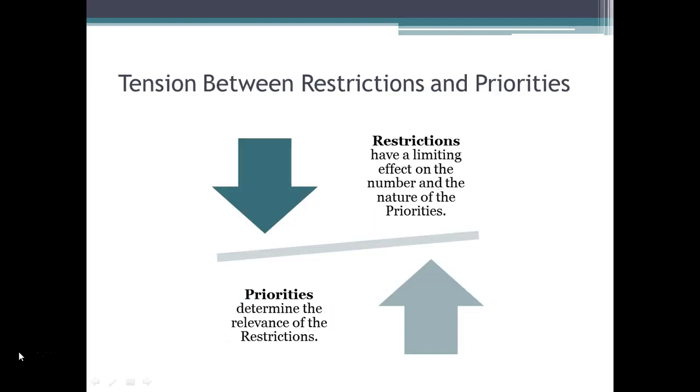There exists tension between restrictions and priorities. Restrictions have a limiting effect on the number and the nature of the priorities a certain text can have, whereas the priorities we establish determine just how relevant the restrictions are.